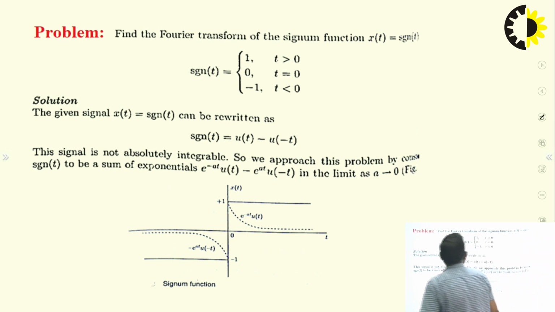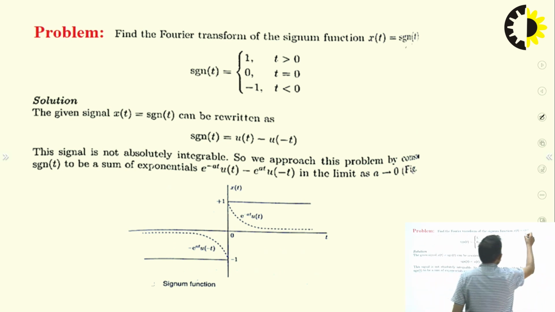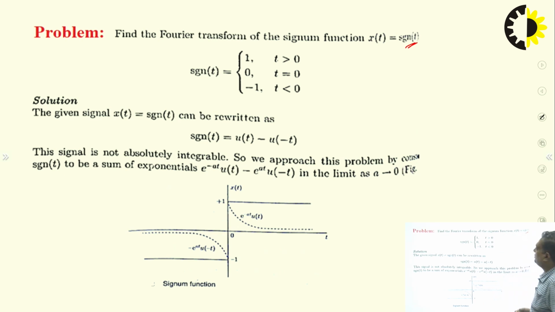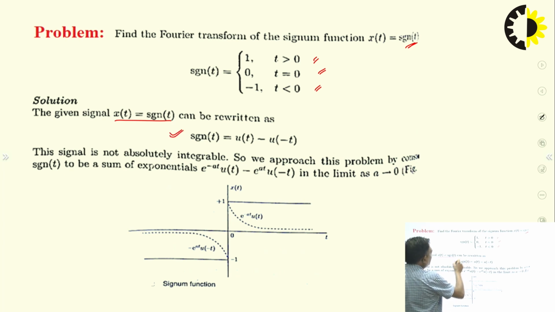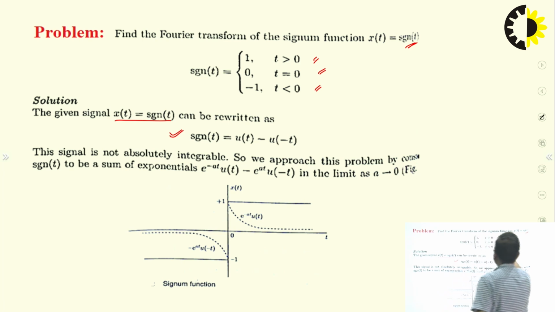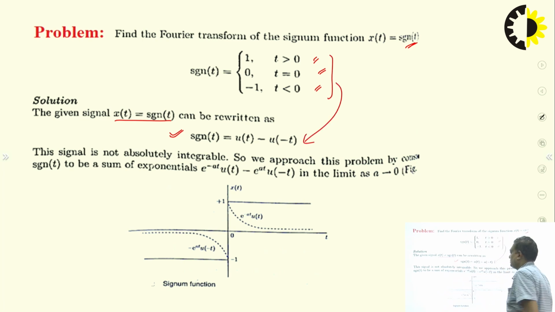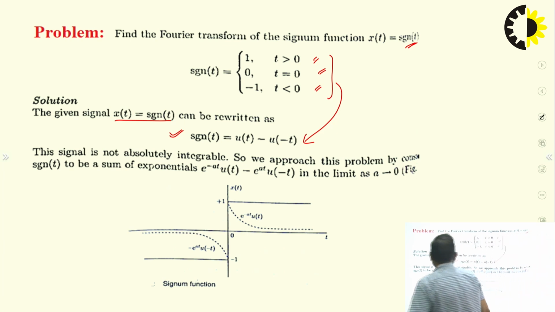Now find the Fourier transform of the signum function x(t) equals sgn(t). You know the signum function is 1 for t greater than 0, minus 1 for t less than 0, and 0 for t equals 0. So the signum function can be rewritten as sgn(t) equals u(t) minus u(minus t). So this can also be expressed like this. But we can see this function is not absolutely integrable.